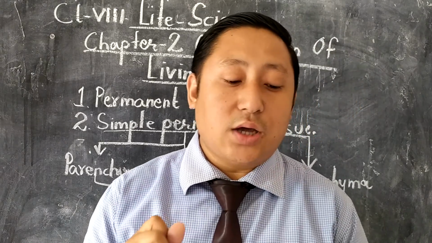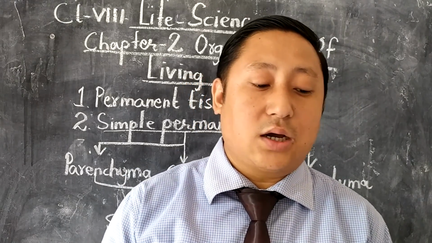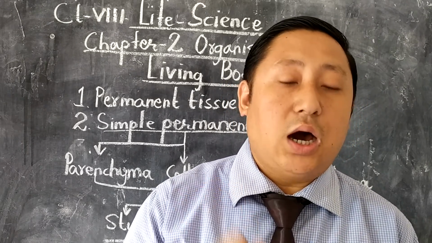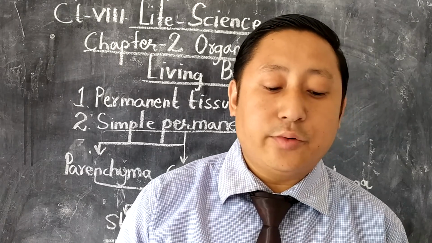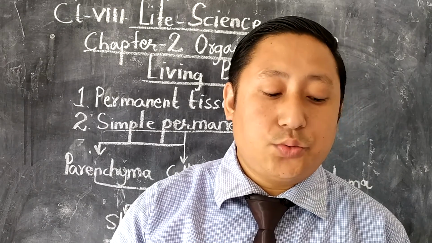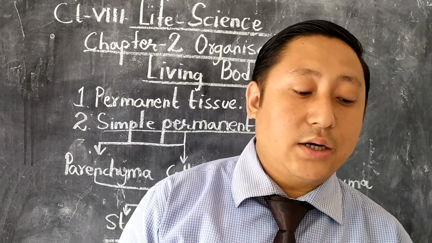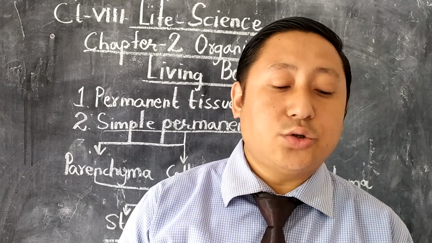Now let's go to the occurrence. What does occurrence mean? Parenchyma is a fundamental or ground tissue of a plant, and moreover it is widely distributed throughout the plant's body. That's the occurrence of the parenchyma.